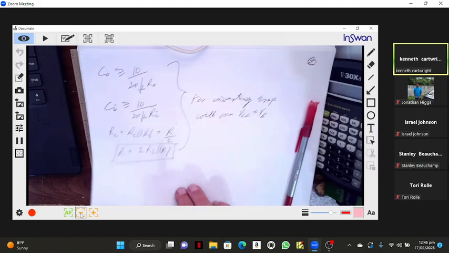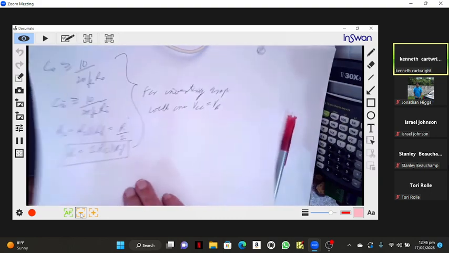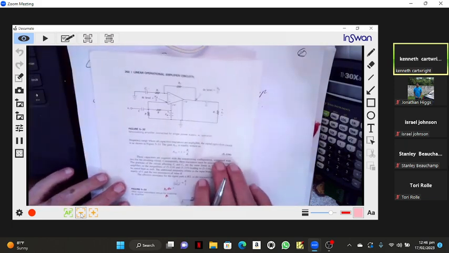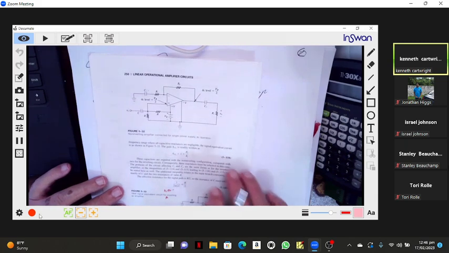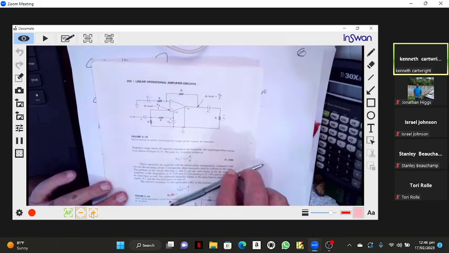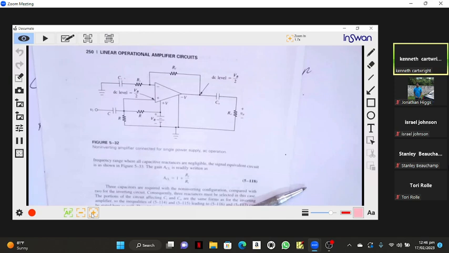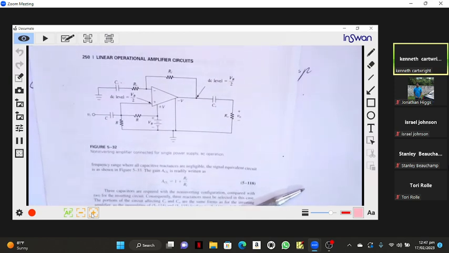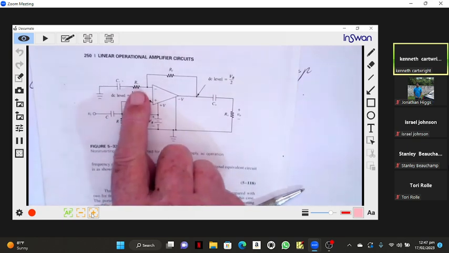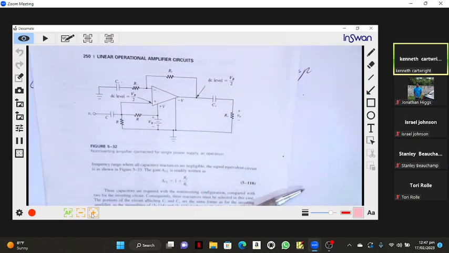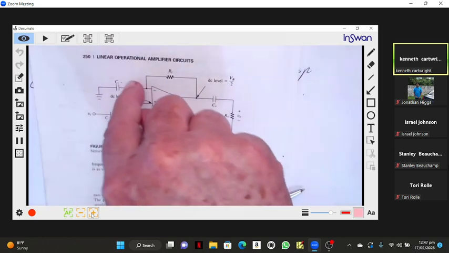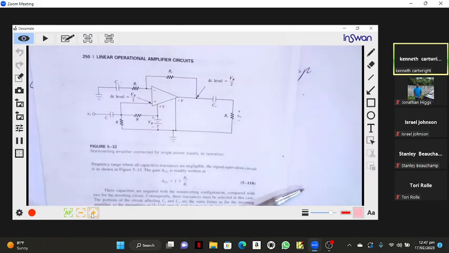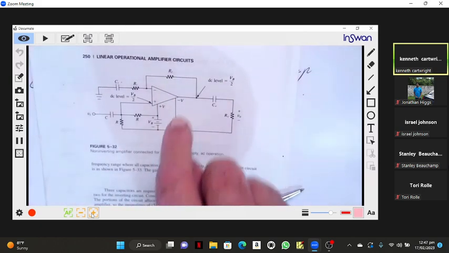Now let's go to the non-inverting amp. Again, there's the non-inverting amp, but this time we need 3 capacitors. RI would have gone to ground, but it can't go to ground because there's DC voltage here now. We'd be shorting out that DC voltage. So we've got to block that DC voltage, but let the AC go to ground.